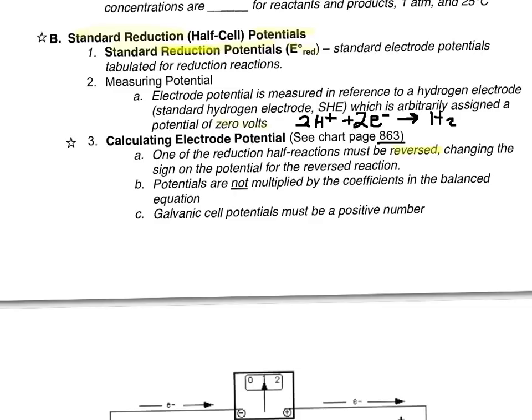When you reverse anything, you're going to change the sign. And one thing that's kind of weird about this is that cell potentials are not multiplied by coefficients. So if I have to multiply an equation by 2, I do not multiply the cell potential by 2. And overall, if you add together your two numbers, you should get a positive number for your cell potential, because it should be a spontaneous reaction.